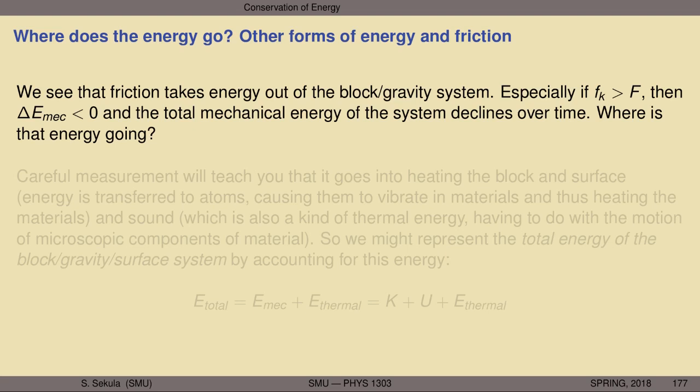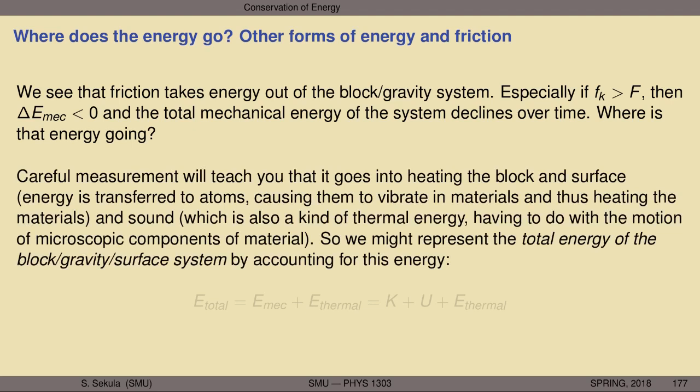All right. If I don't do that, total mechanical energy of the system will continue to decline over time, and then eventually it will go to zero, and the block will simply stop moving. But the question here is, where the heck is all that energy going? Where is that lost kinetic energy going? Where is that lost gravitational potential energy going? Where's the lost work that I'm putting in to overcome friction going?